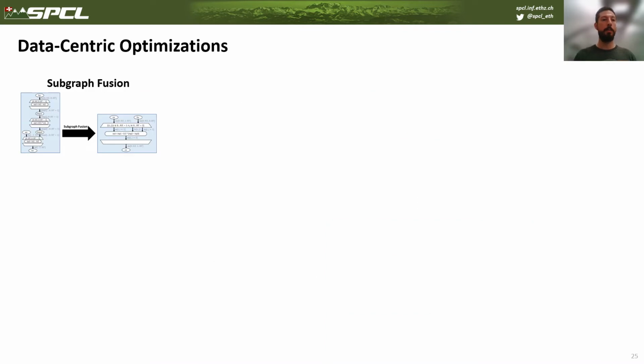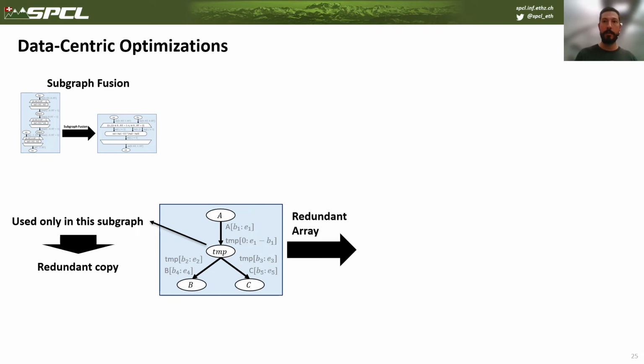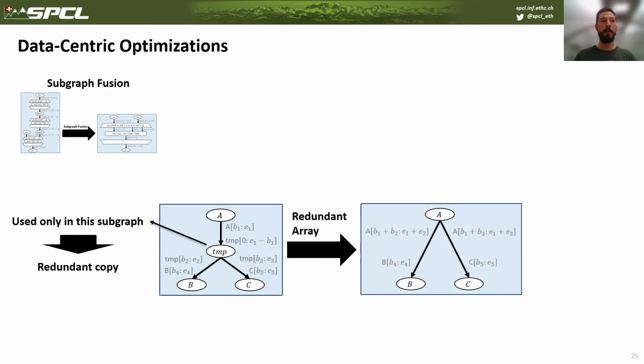Now, apart from subgraph fusion, we have a lot more transformations. I will present to you a few. Here is a subgraph where we have direct copies among multiple data going through temp. Let's assume that the data temp is only used here and nowhere else in this program. In this case, we can automatically detect that there is redundant and wasteful copying of data. With the redundant array transformation, we can eliminate this inefficiency.